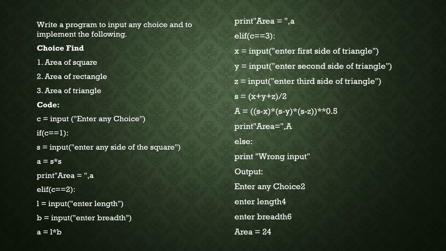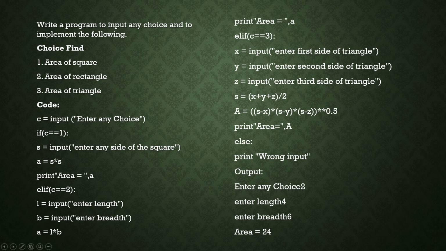A triangle can be implemented by specifying the three sides also. Okay, here how we can implement this? C equal to input, enter any choice. If C is equal to 1, here in the condition, the space is not mentioned properly, actually we need to mention a space. See, this space is missing.